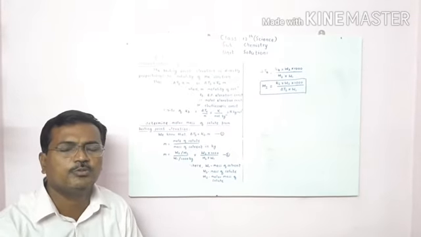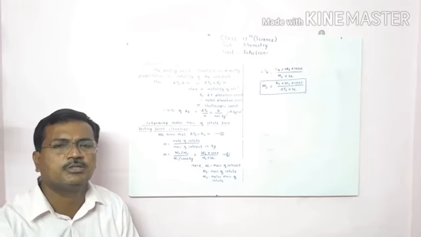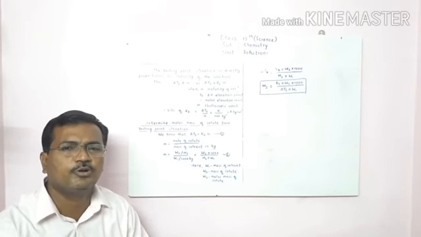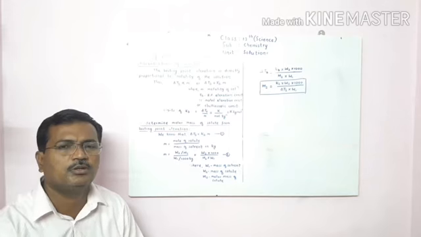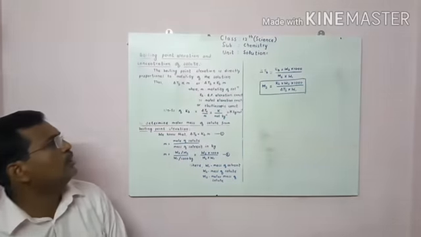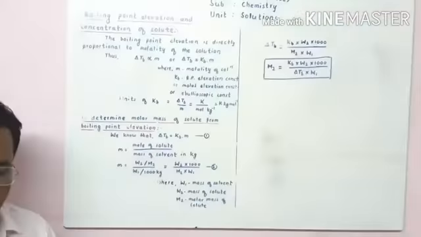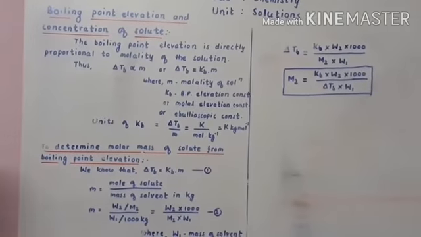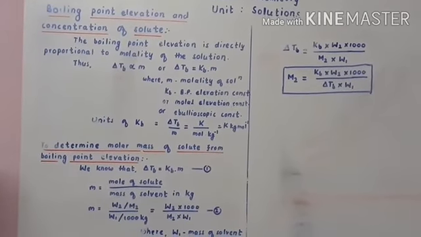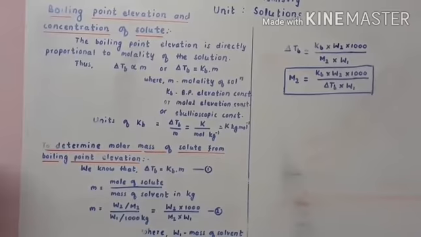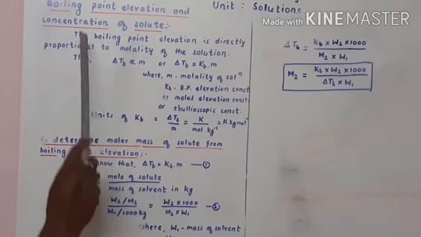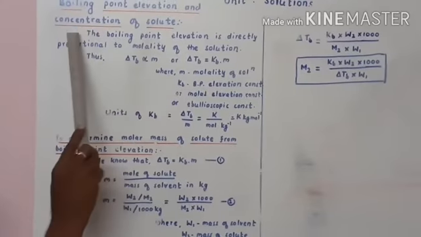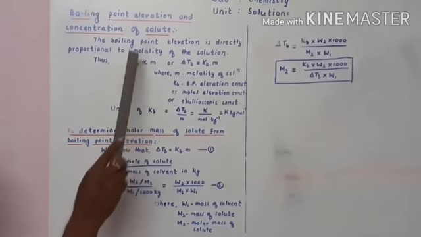We have seen boiling point elevation. That is the difference between boiling point of pure solvent and solution. Now, molality. Molality is the number of moles of solute present in 1 kilogram of solvent. It is denoted by small m. We have to study boiling point elevation and concentration of solute.